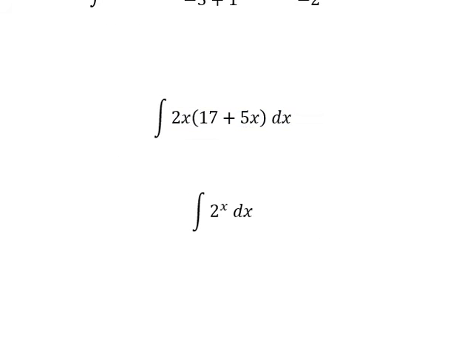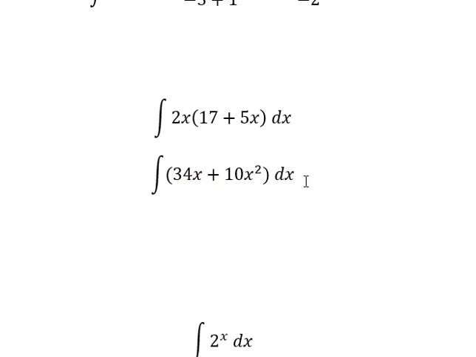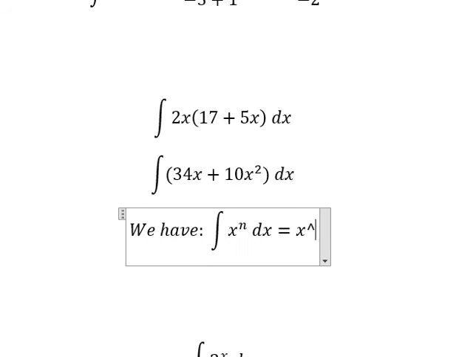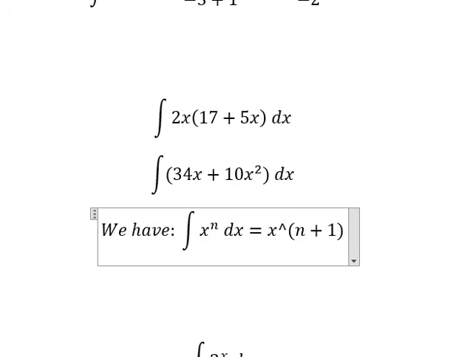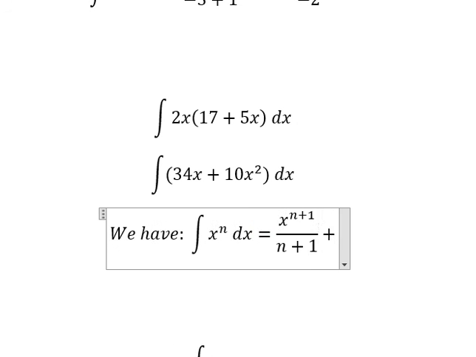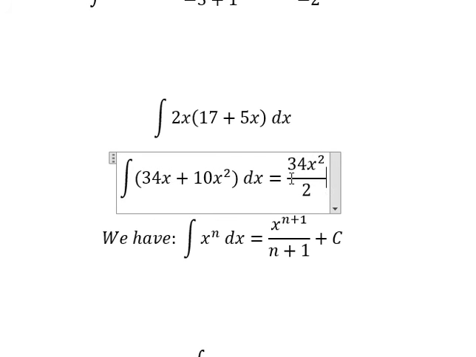The next one, 2s multiplied by 17 and 5s. Now we apply the formula in here. The integration of s to the power of n ds, we have s to the power of n plus 1 over n plus 1, and I will put plus c. Now we got the final answer in here.